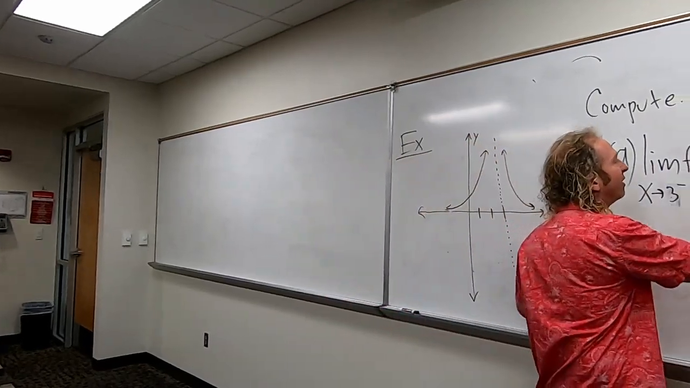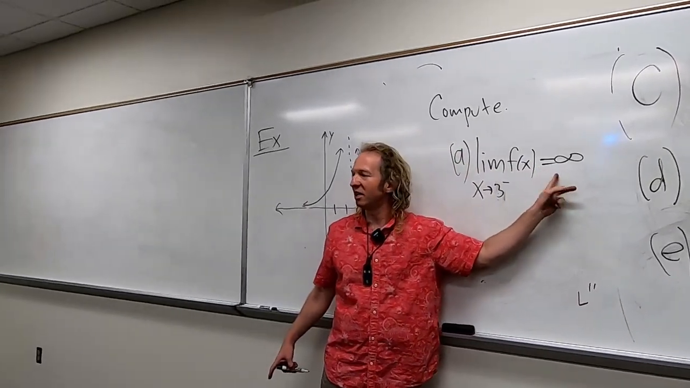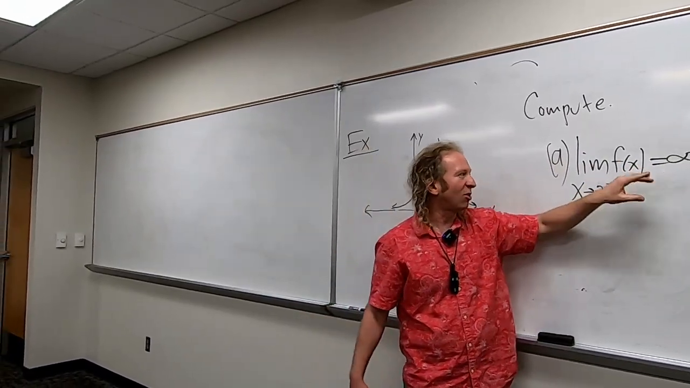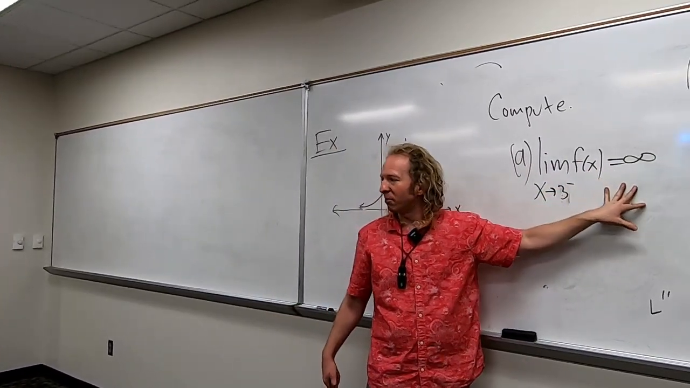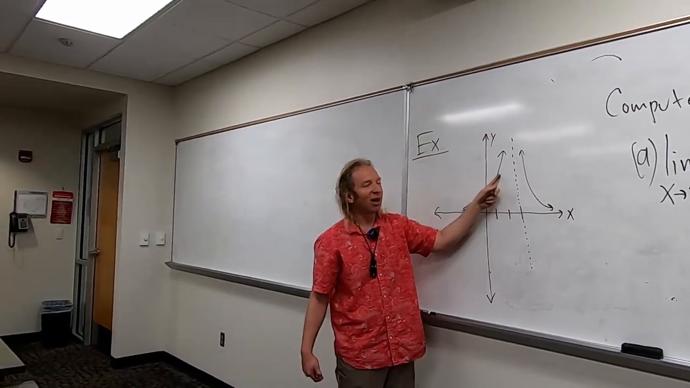So, infinity. Technically, this is D and E, right? The homework might want D and E. We'll find out because we're going to do homework in a little while. On a test, though, I would want infinity. Infinity is more descriptive. It's telling you that when x gets close to 3 from the left, the y values get big forever.